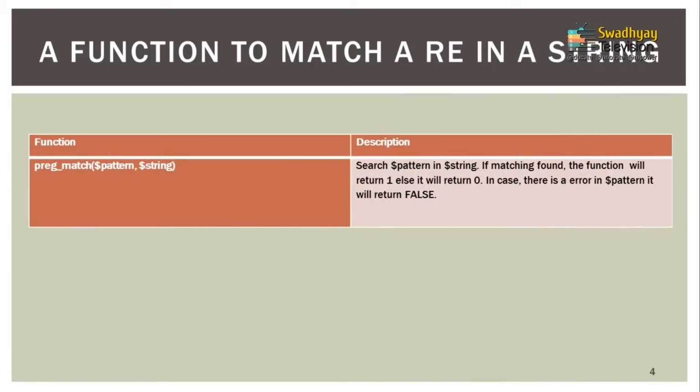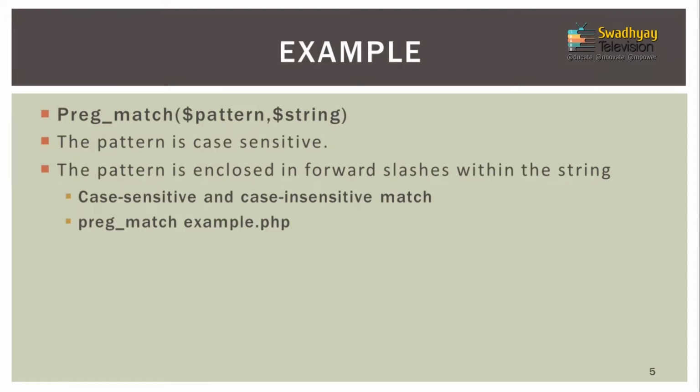Now to match a string there is a function called preg_match, and it takes two arguments. One is the pattern, another one is the string. The pattern that you provide as the first parameter will be matched within the string. If it matches, then it will return 1, otherwise it will return 0. If there is an error in the pattern, then it will return false. So this is the example or syntax. Let's write one simple example using this.